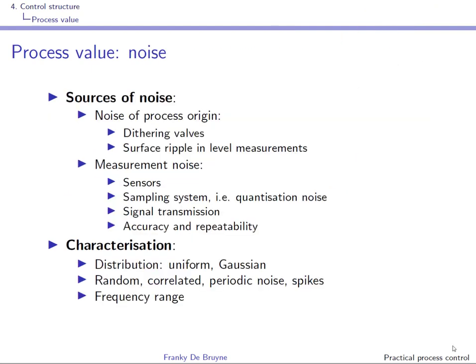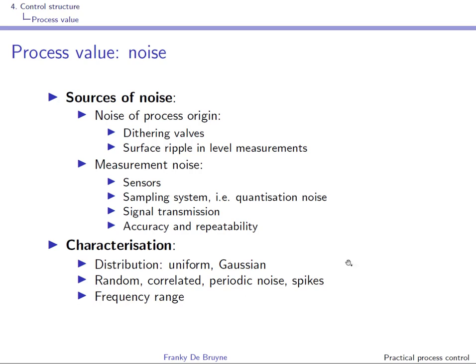The process value is often subjected to noise. The origin of the noise can come from the process. An example of that is dithering valves. This dither signal is added on top of the control signal to prevent friction, right? But it is also causing variation on PV, noise on PV. Another example is surface ripple in level measurements. You have that in tanks when the input flow enters the tank from above, causing this surface ripple.